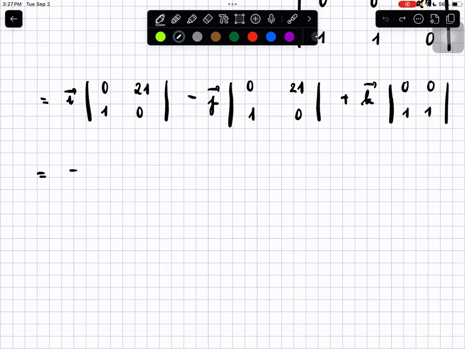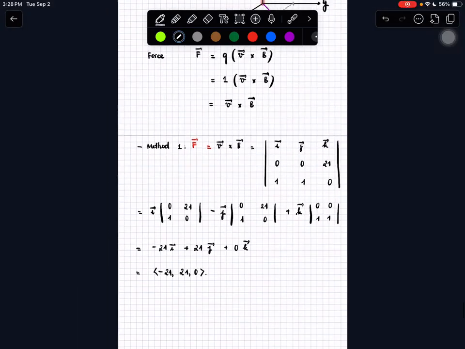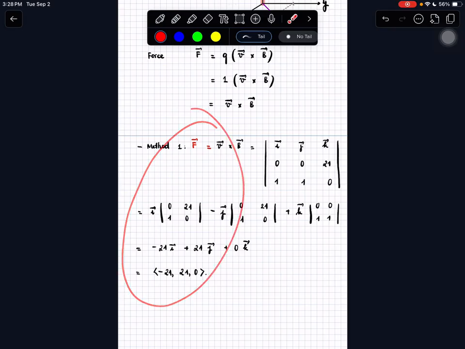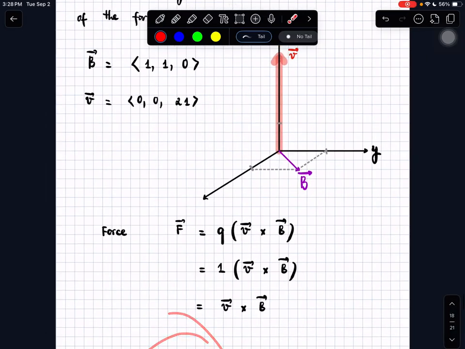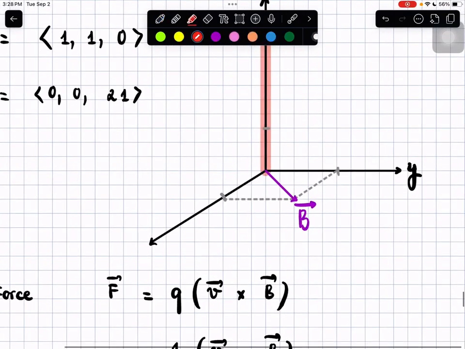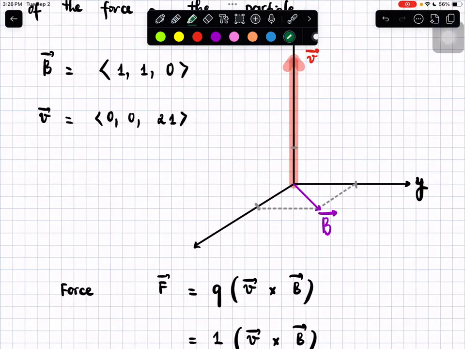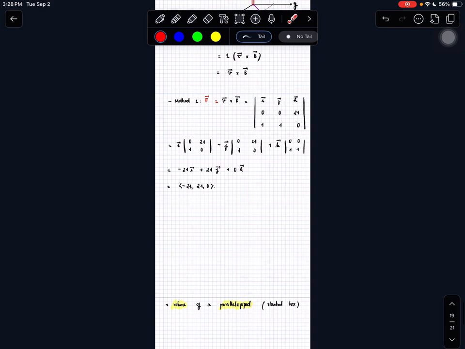Minus 21 I, plus 21 J, 0 K. The vector is minus 21, 21, 0. So this is the force F we need to compute. In the picture, the force would look like so. The force is minus 21, 21, 0.